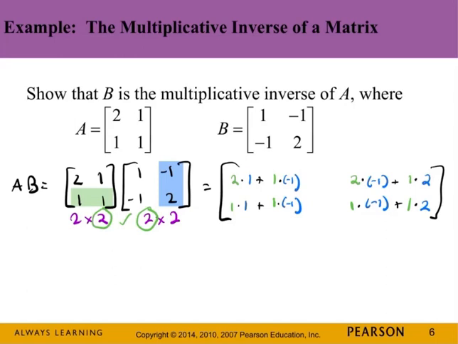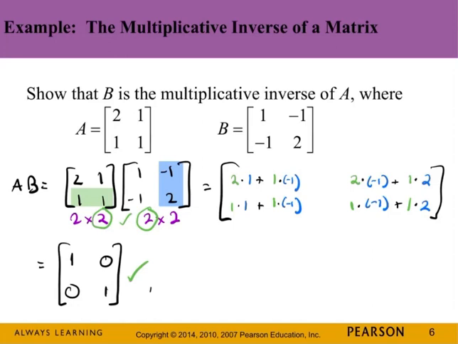Okay, so then we're going to calculate each of those. So that's going to be 2 minus 1, so that first entry is going to be a 1. Negative 2 plus 2 is 0. 1 plus negative 1 is 0. And negative 1 plus 2 is 1, right? So that's one direction that we can confirm. So then we also need to show the reverse. When we say B times A, if we get the same thing, then that's what we're trying to show.